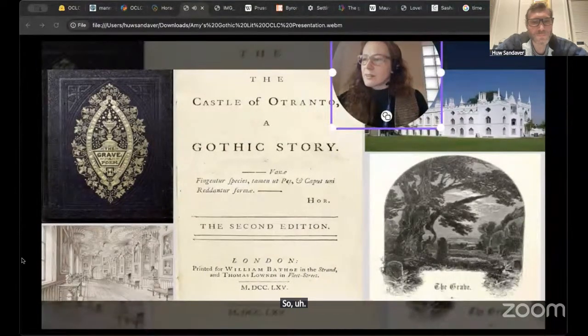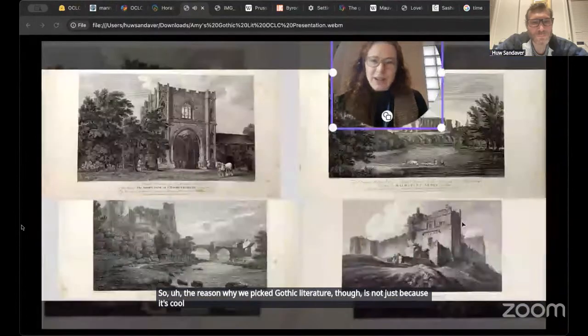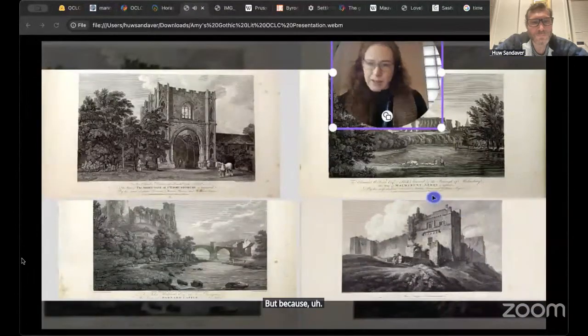So the reason why we picked Gothic literature, though, is not just because it's cool and we like it, but because of the connection with our rare books.